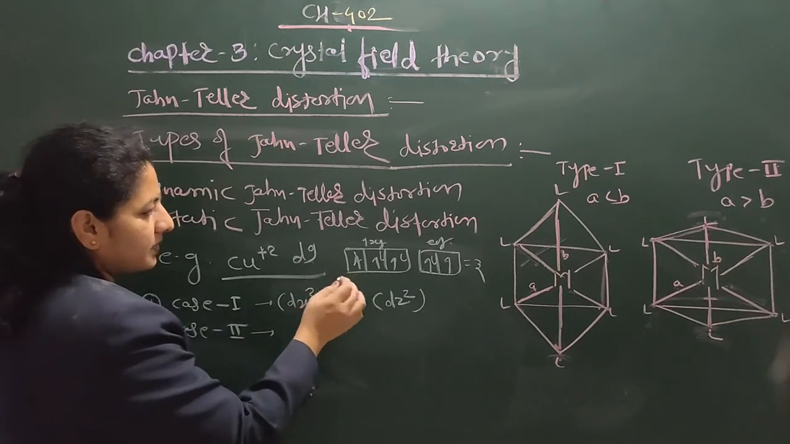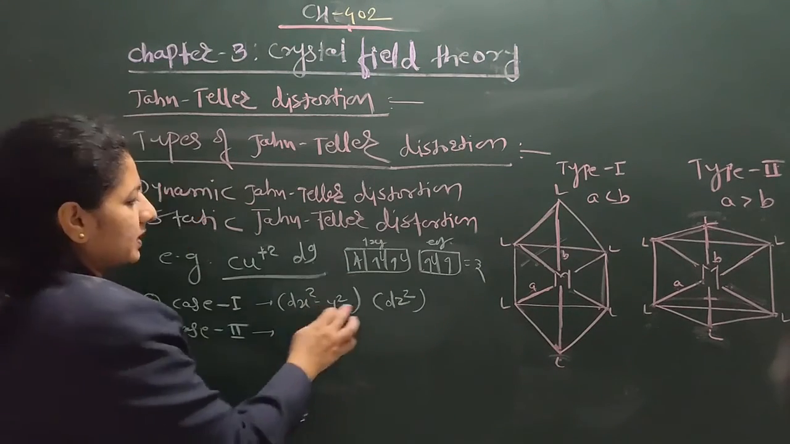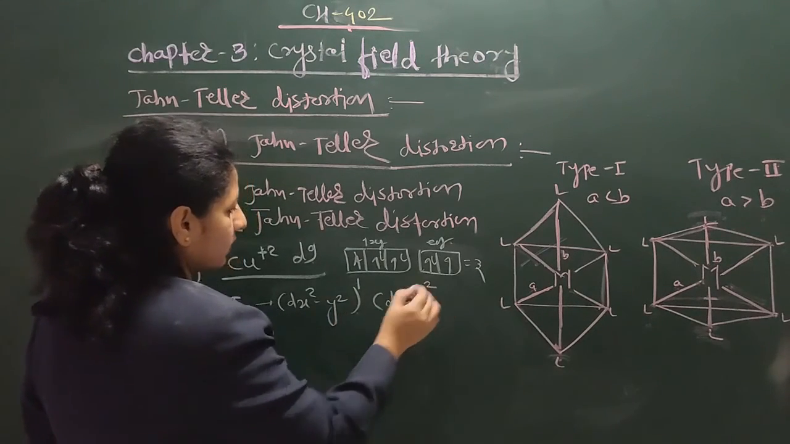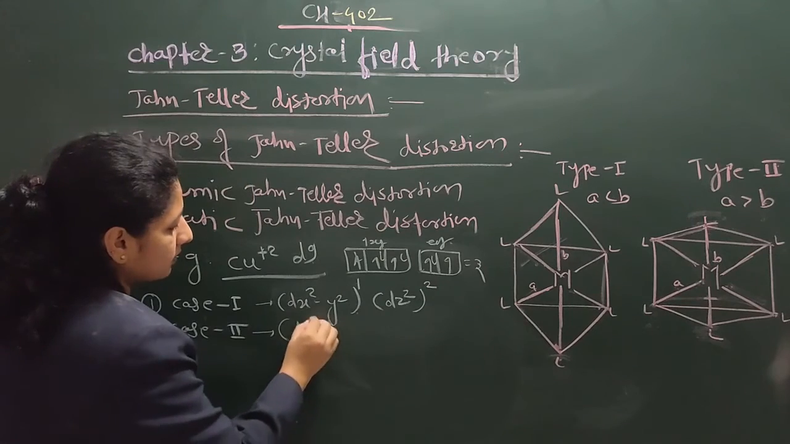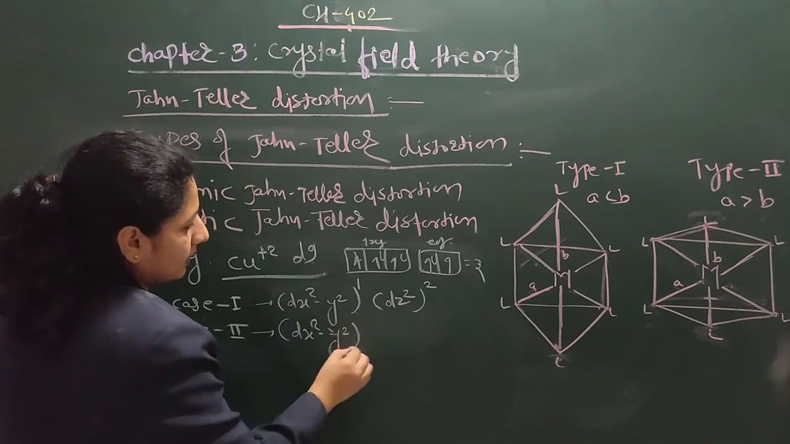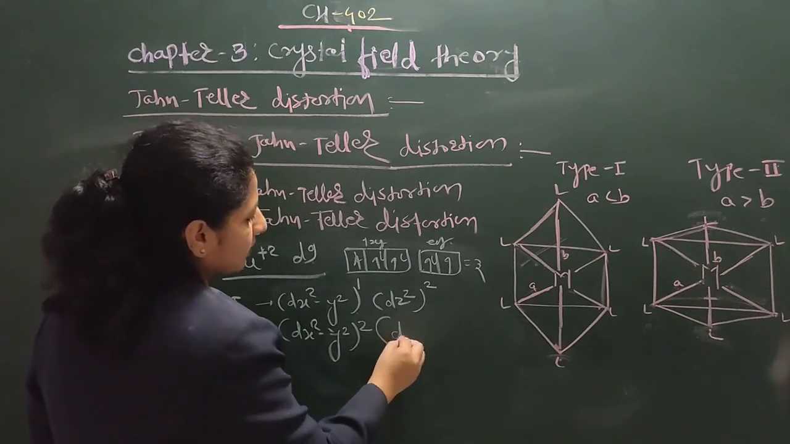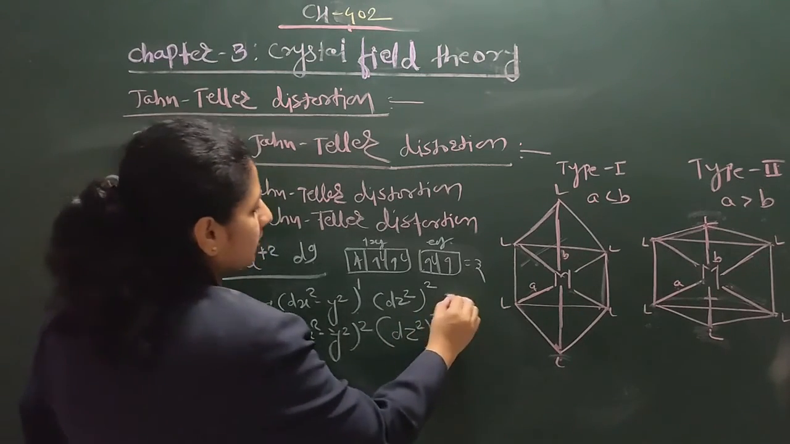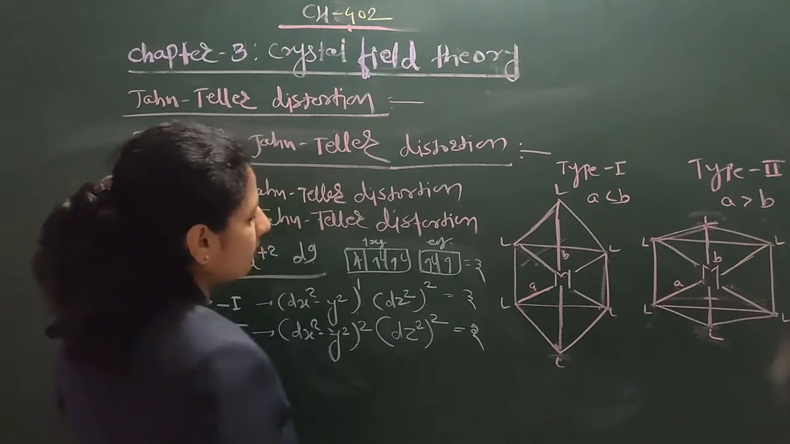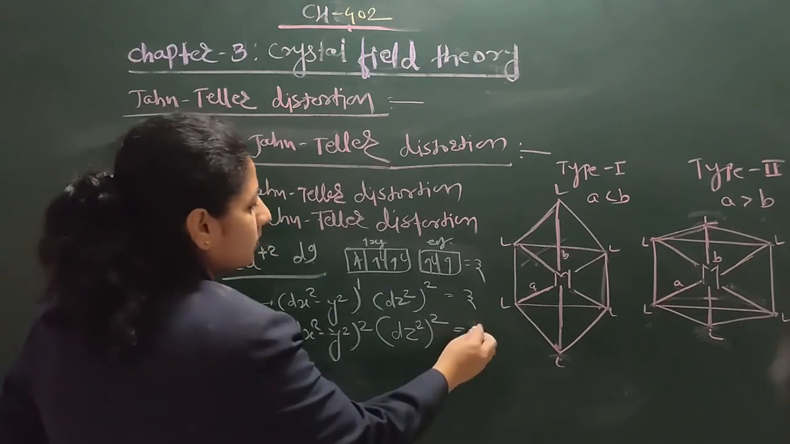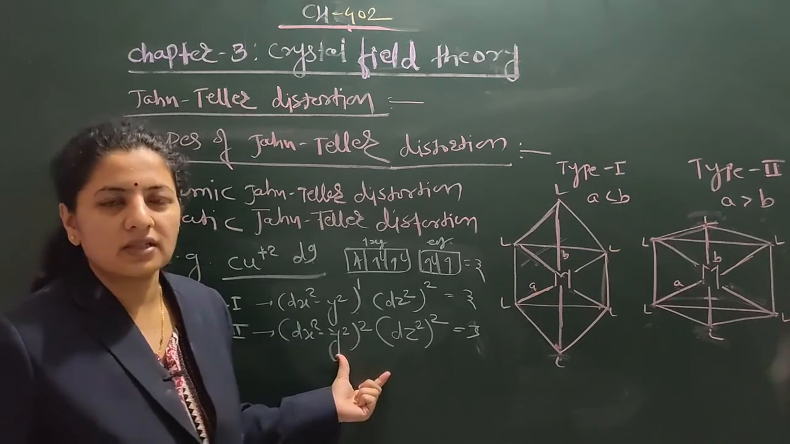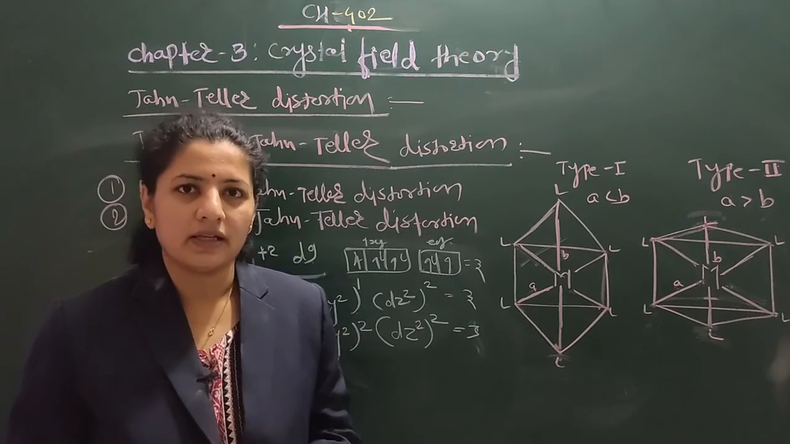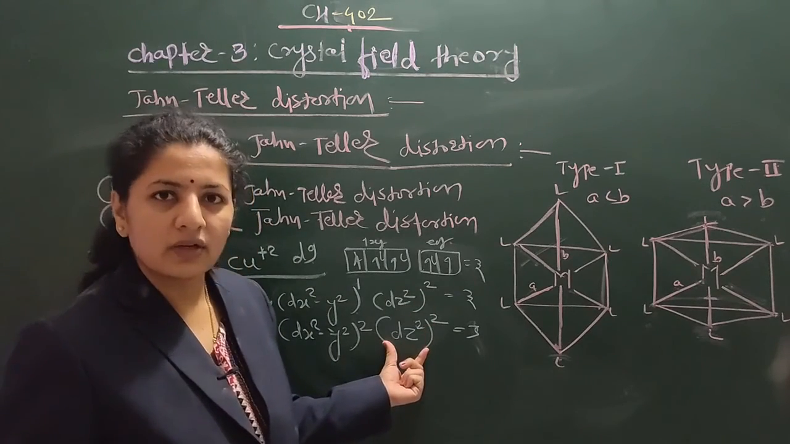Here, if you observe, there is 1 electron in dx square minus y square and 2 electrons in the dz square orbital. Here we can also write 2 electrons in the dx square minus y square orbital, and dz square has only 1 electron. So the total number of electrons in these possibilities is 3. These are the two cases where EG can acquire the electrons, only these two possibilities.